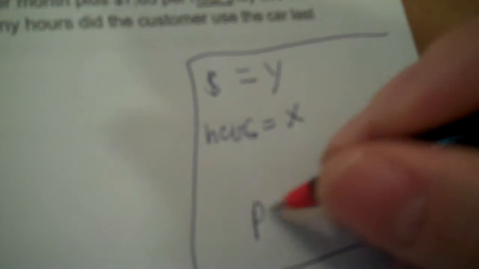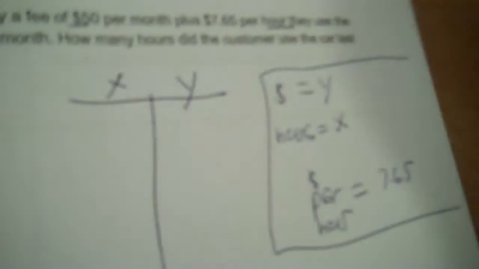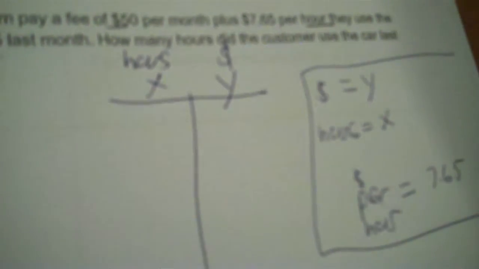Okay, so you got dollars and hours. Those are the two units in the problem. Months is not important. So X is hours, Y is dollars. So dollars per hour is $7.65. Then I make the table because it's rate of change. Dollars is Y, hours is X. Please put the labels on here.